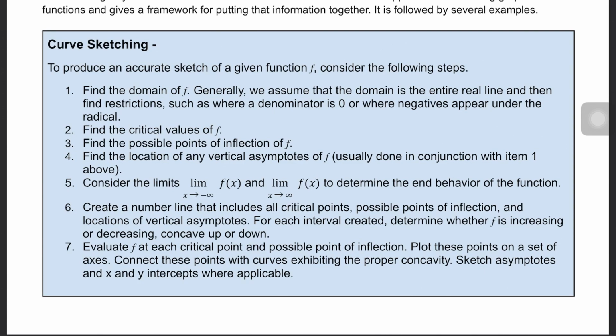And then lastly, evaluate f at each critical point and possible point of inflection. This will give us points on the graph. So we're going to plot these points on a set of axes, and then connect these points with curves exhibiting the proper concavity. And then we're going to sketch the asymptotes and the y-intercepts where applicable.